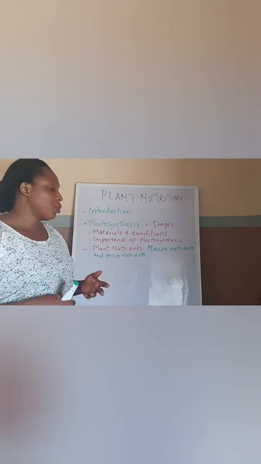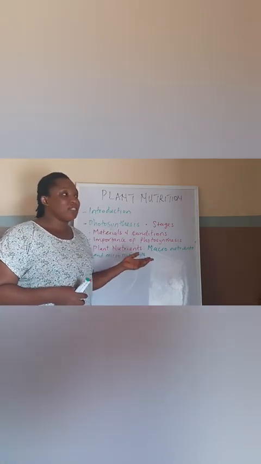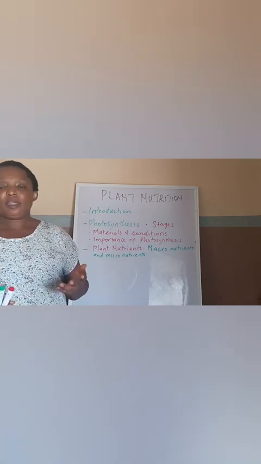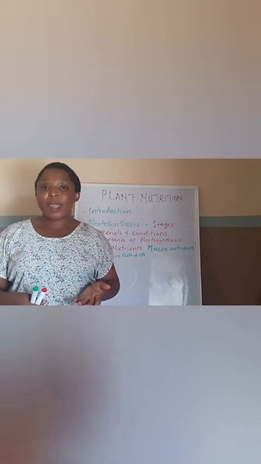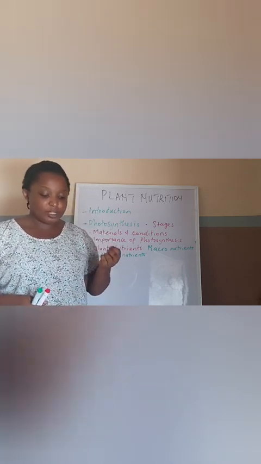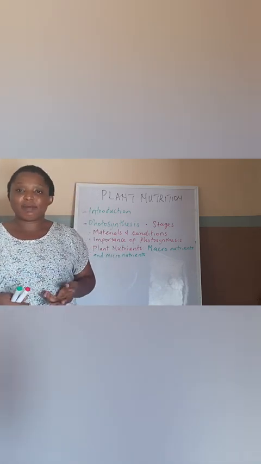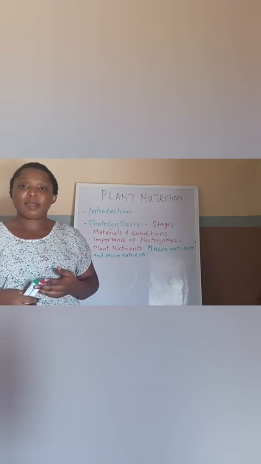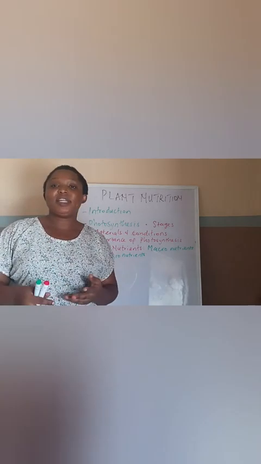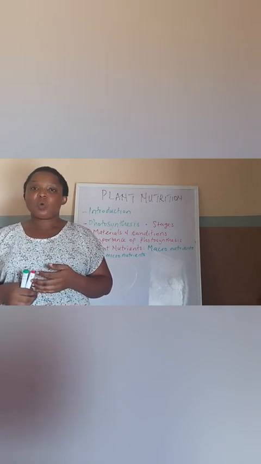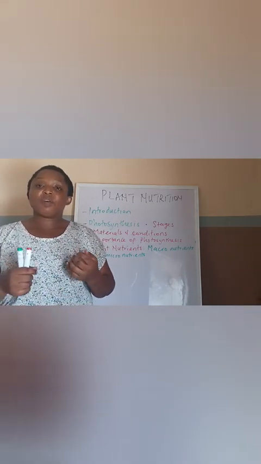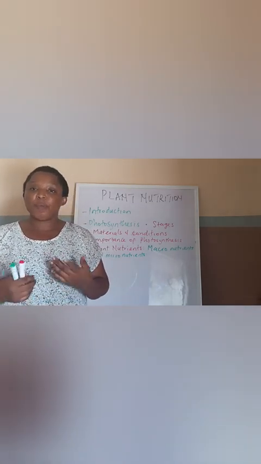So now the micronutrients. The nutrients that are needed in trace amounts include zinc. Zinc is a micronutrient needed to activate enzymes. So zinc is needed for enzyme activation, and the deficiency of zinc leads to poor leaf formation.